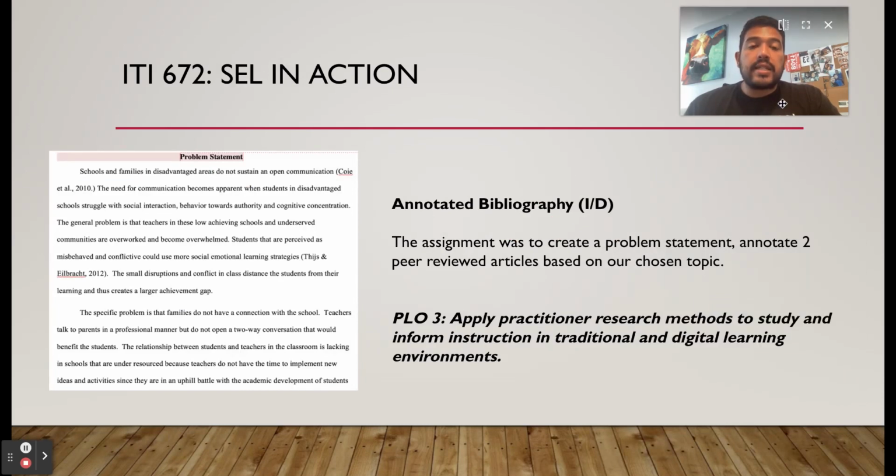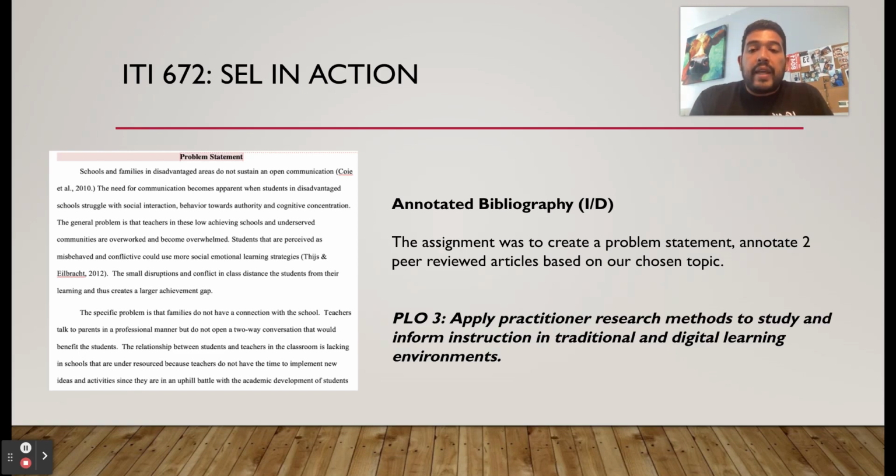And the next class, the second class was SEL in Action, ITI 672. In this one, we were to do an annotated bibliography, which I chose that I was introduced slash developed just because there was some knowledge now based on the other assignment that I just did with the action research brainstorm. But then the problem statement that we had to create was to analyze a topic and then go find peer reviewed articles that were based on this topic.